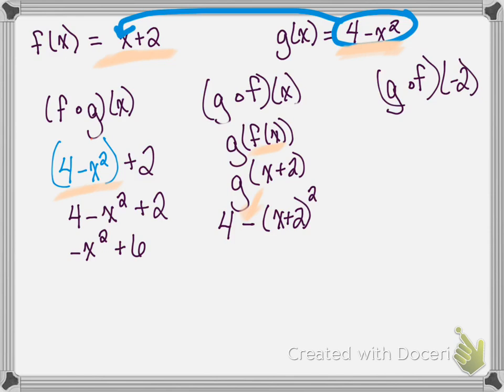So I'm going to FOIL that off to the side. I've got x plus 2 times x plus 2. So I have x squared plus 2x plus 2x plus 4. First, outer, inner, last.